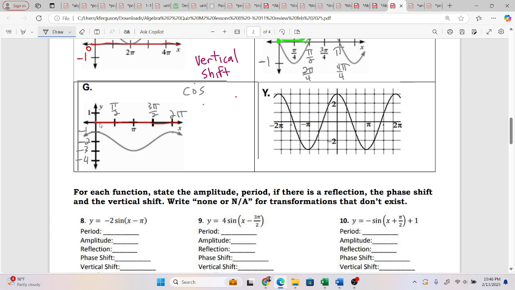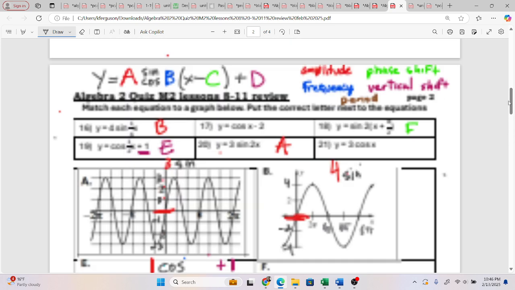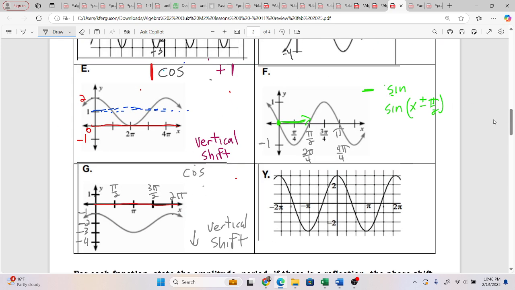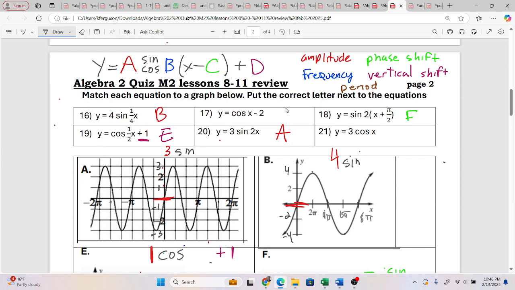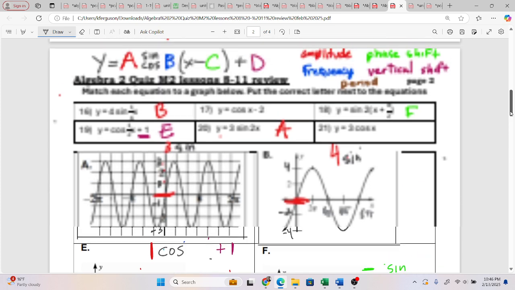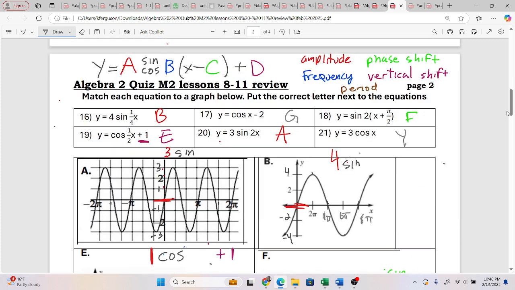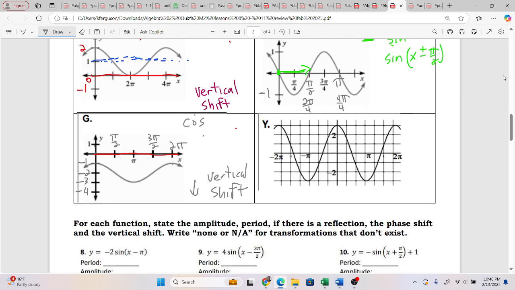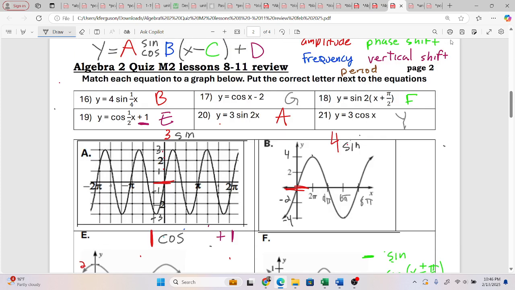So if that's the midline, that looks like I'm going to have a vertical shift going down. Well, there's only one that has a vertical shift going down, so that's 17. So we're going to pick G for that. And then finally, process of elimination. Y is my last one, but yeah, we'll do that, and now we're gonna go back and talk about each graph.